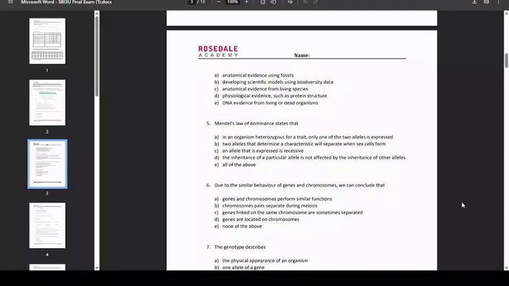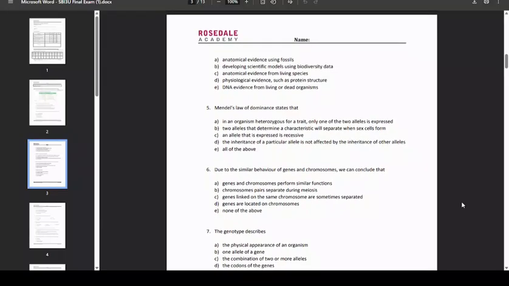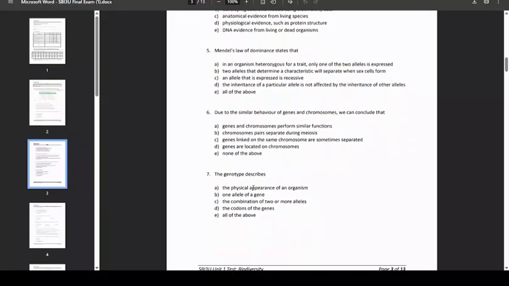Due to similar behaviors of genes and chromosomes, we can conclude that: A. Genes and chromosomes perform similar functions. B. Chromosomes pair and separate during meiosis. C. Genes linked on the same chromosome are sometimes separated. D. Genes are located on the chromosomes. And E. None of the above. So, we can best conclude, actually, that D is correct, that genes are located on the chromosomes. The others are not true. This has nothing to do with it, so D is the best answer.